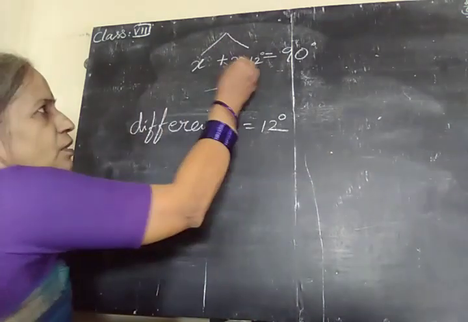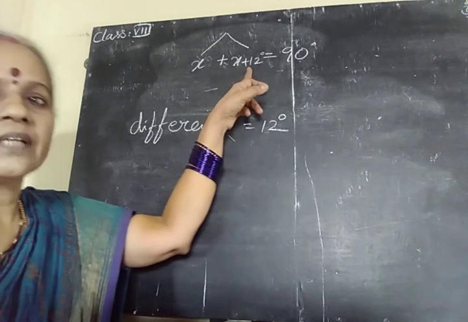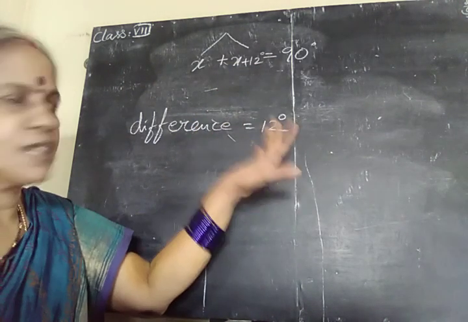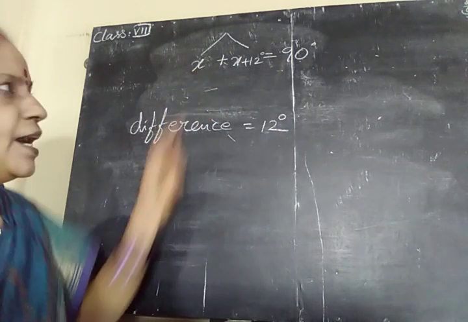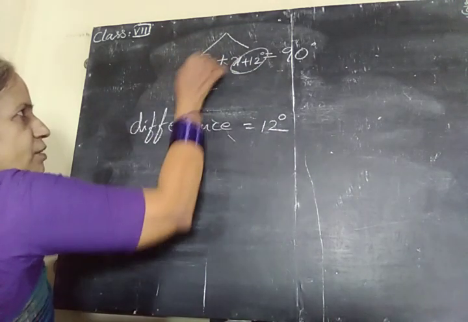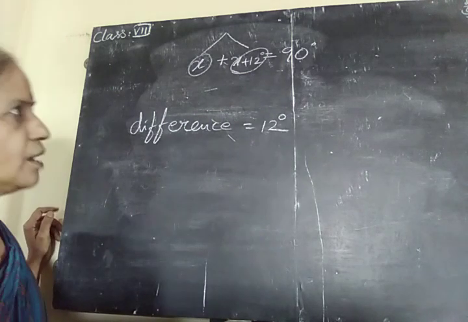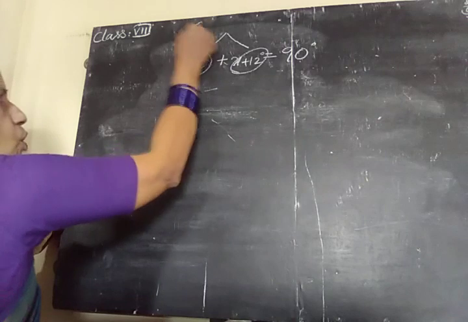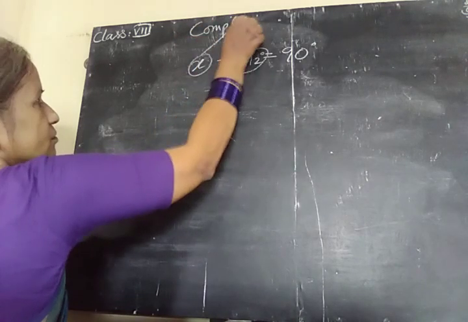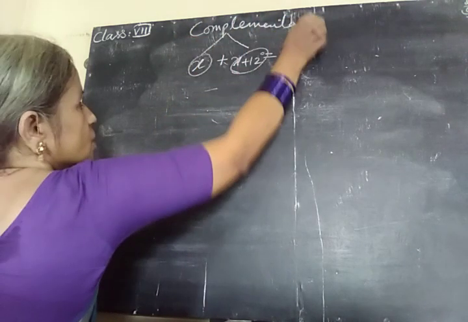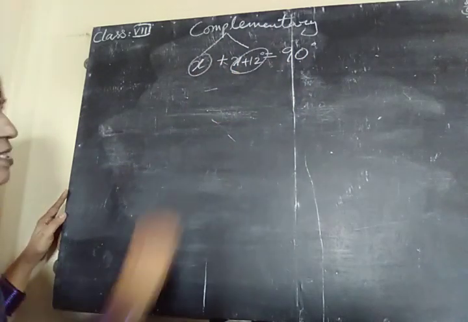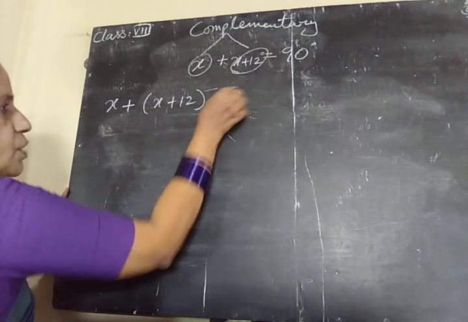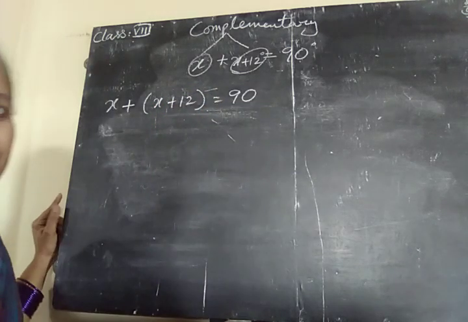So the difference between those two is 12 degrees. One angle let it be x and the other angle x plus 12. Then the total is 90 degrees, because they are complementary angles. So x plus x plus 12 is equal to 90. This is our equation.